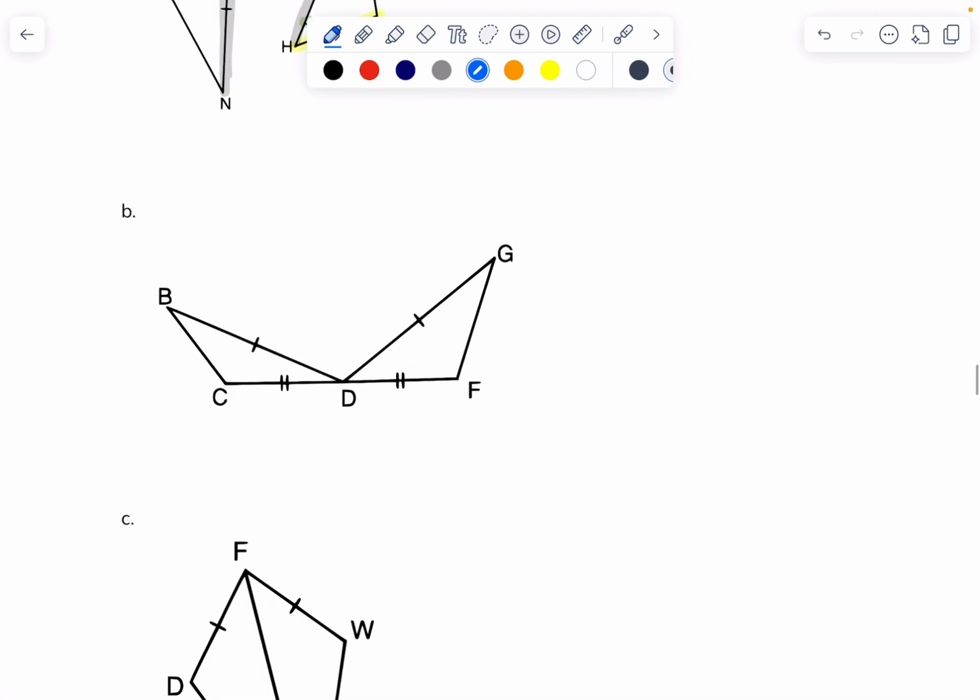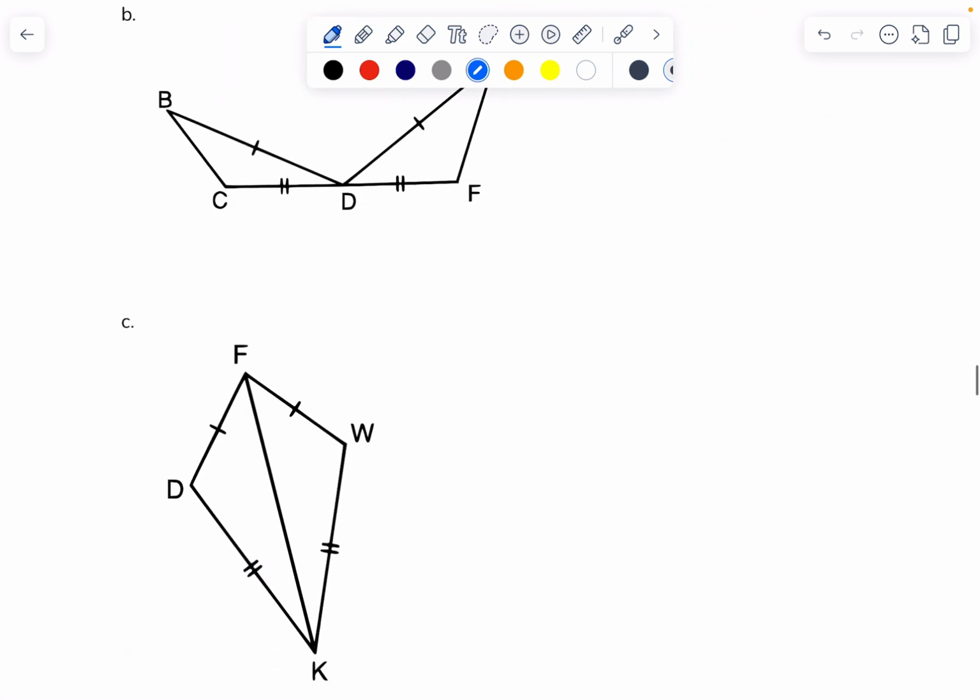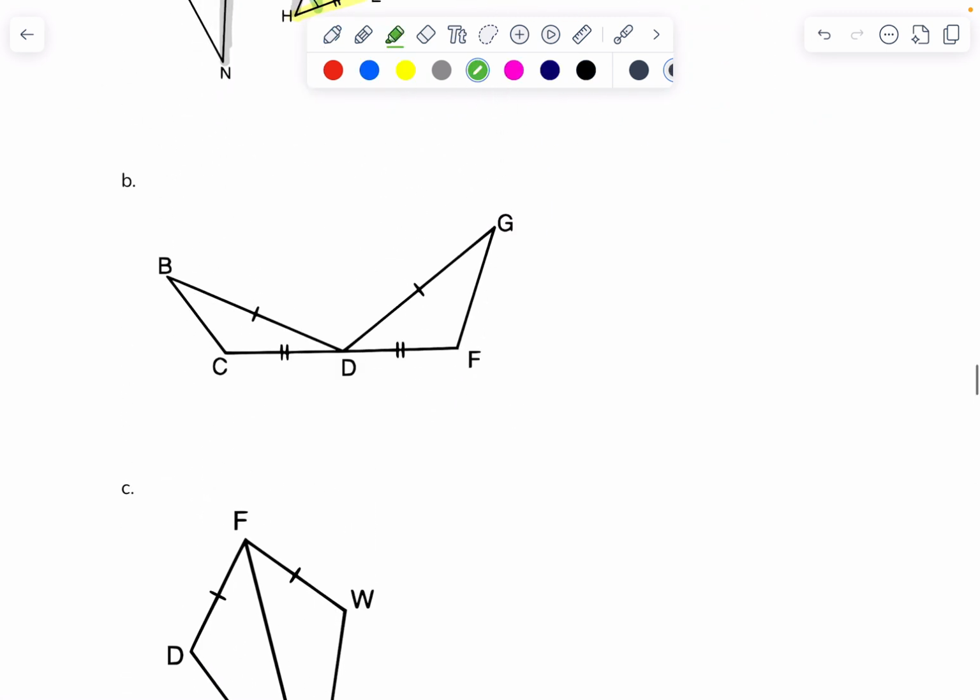Part B. Can I figure out if these 2 triangles are congruent? Well, let's figure it out. I have a side. I have another side. I have side GD and side DB. And that's all they give me. You would think these are vertical angles here, but they are not. If this line extended out, this angle right here would be vertical to this angle.